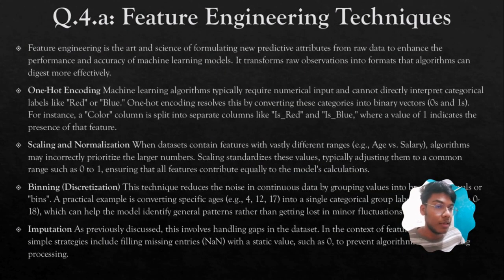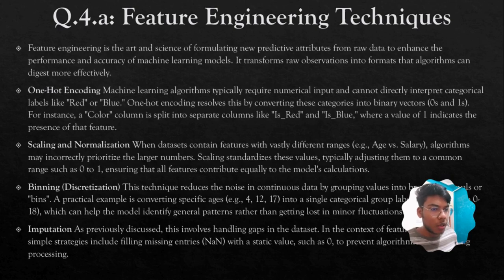So yeah, feature engineering is the art and science of formulating new predictive attributes from raw data to enhance the performance and accuracy of machine learning models. It transforms raw observations into formats that algorithms can digest more effectively.